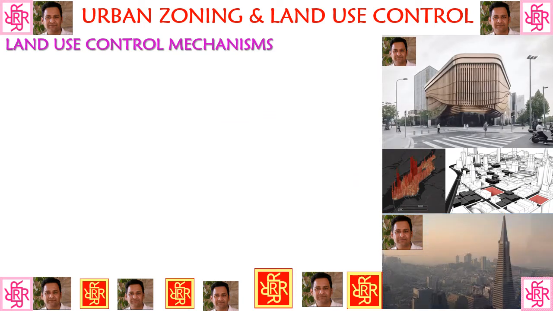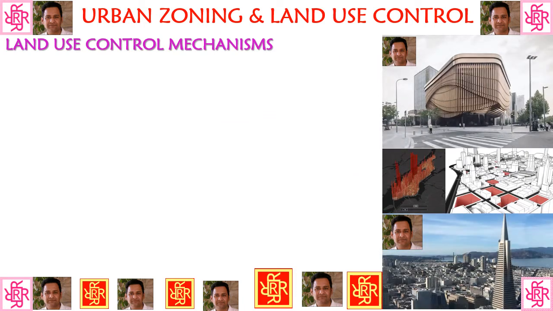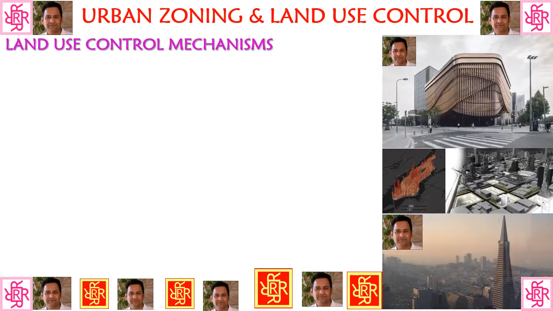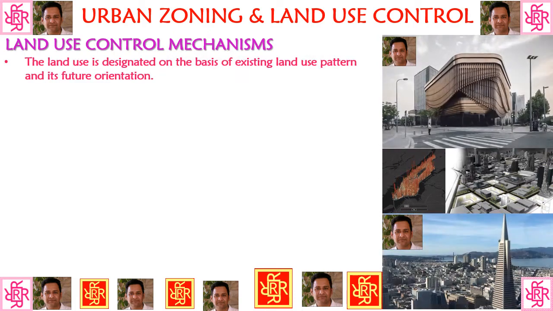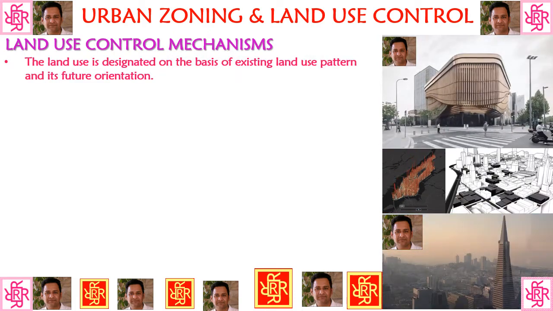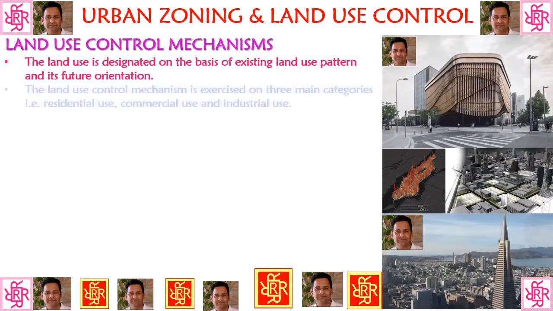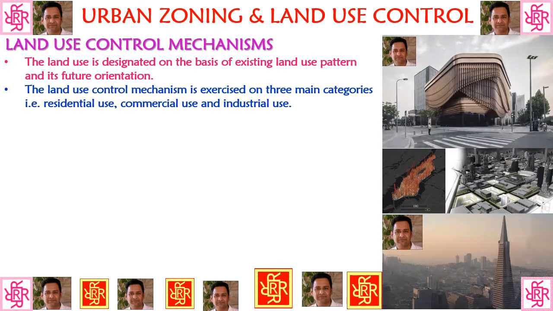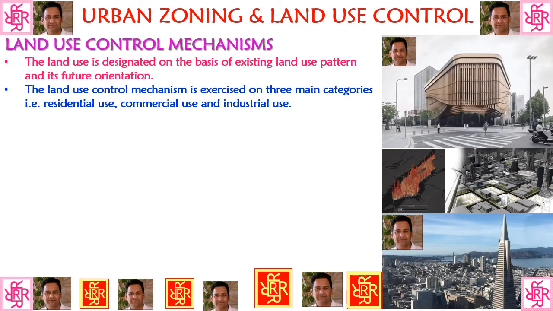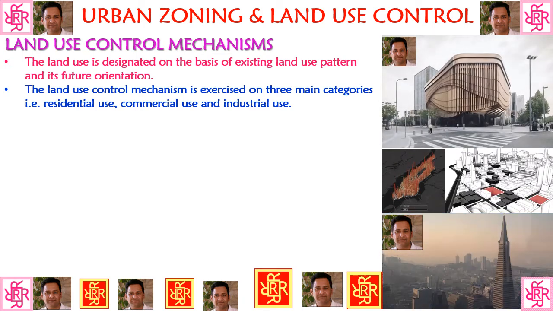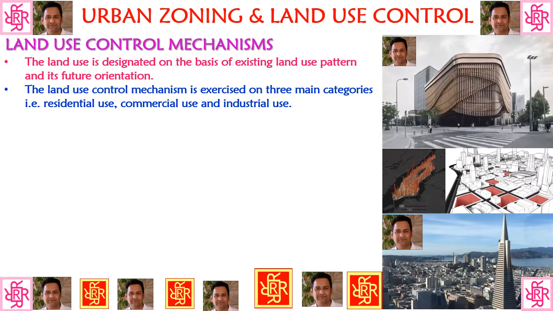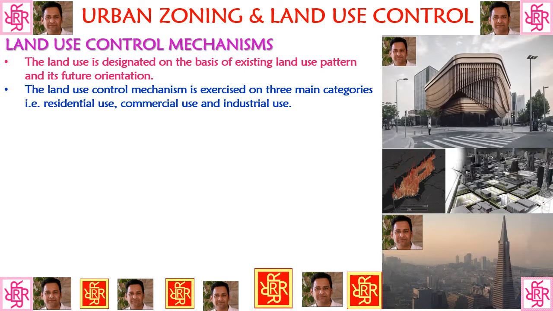Well, what are the land use control mechanisms? How do we control land use in the city? Let's discuss. Land use is designated on the basis of existing land use patterns and its future orientation. Land use control mechanisms are exercised on three main categories, that is residential use, commercial use, and industrial use of the land in the urban area.